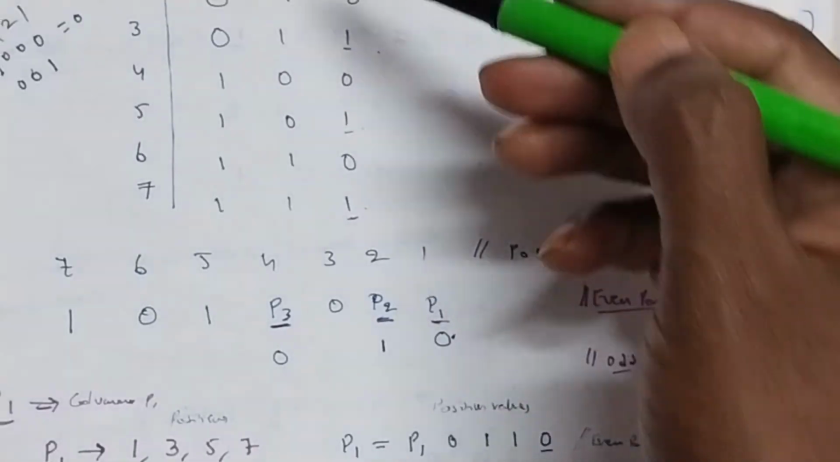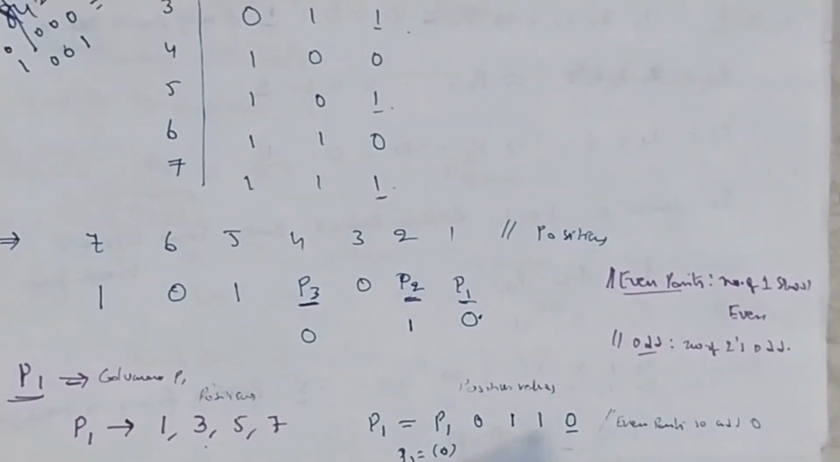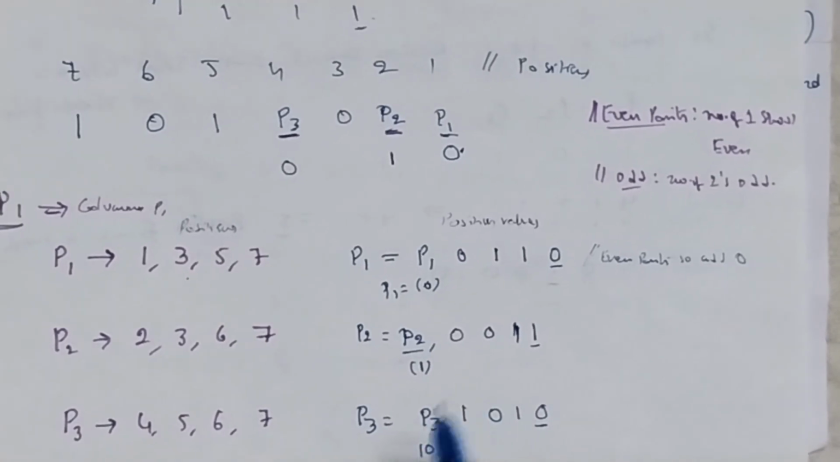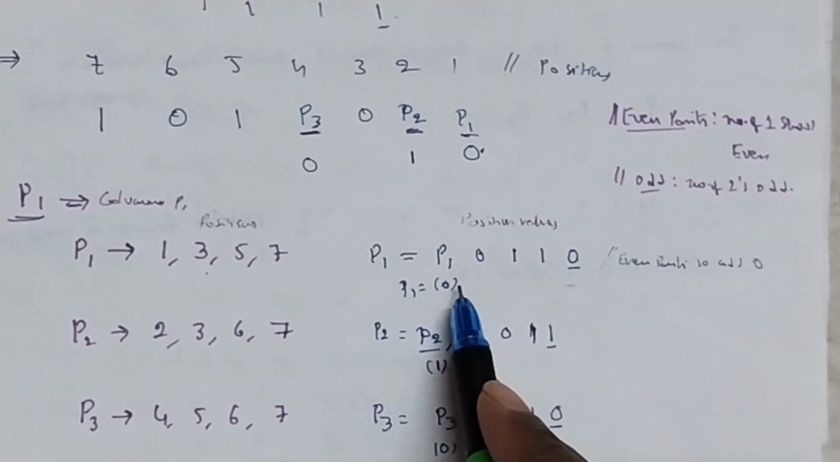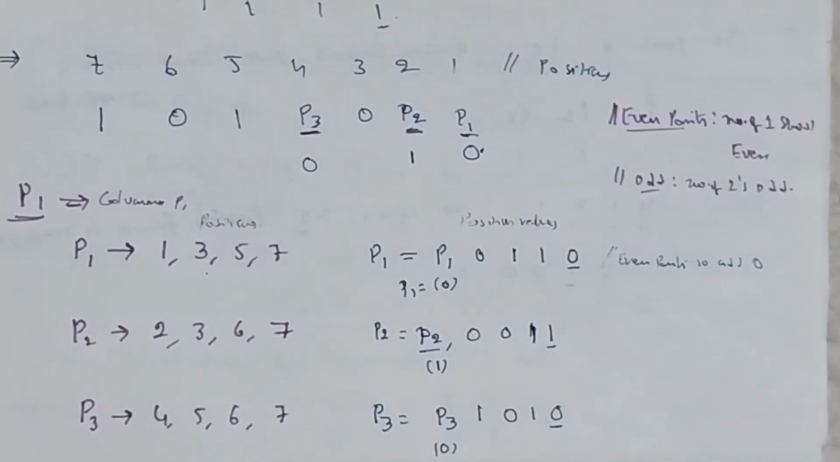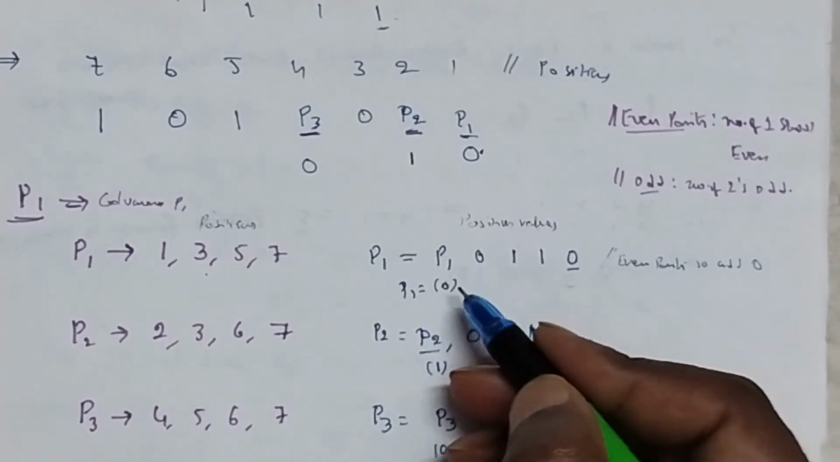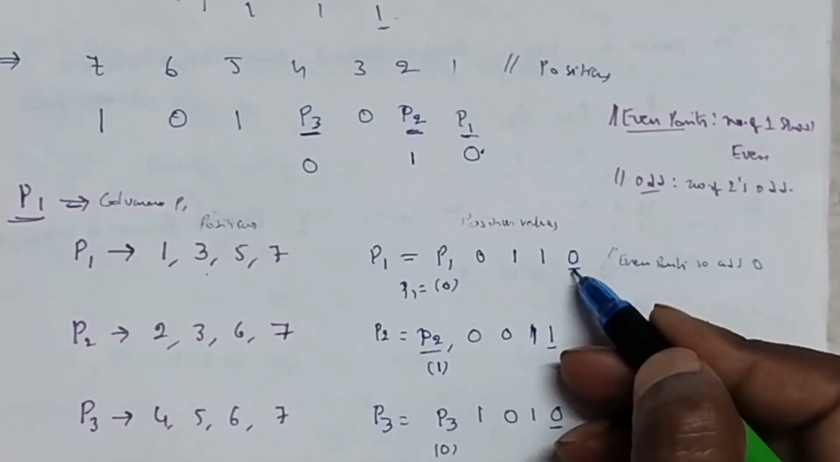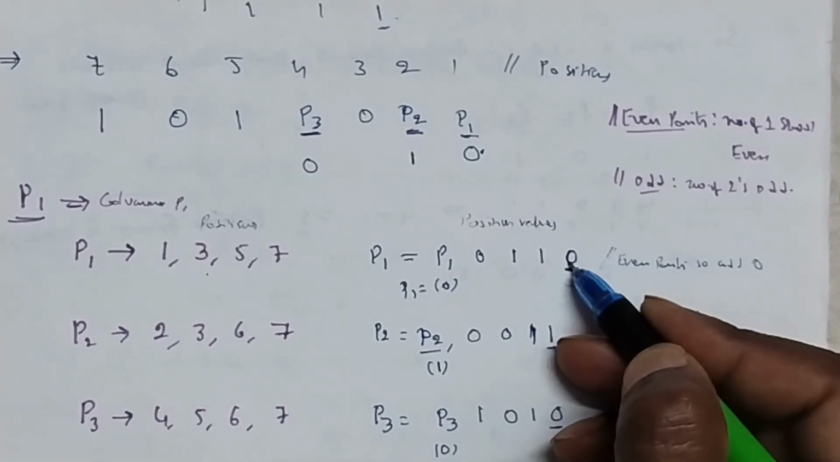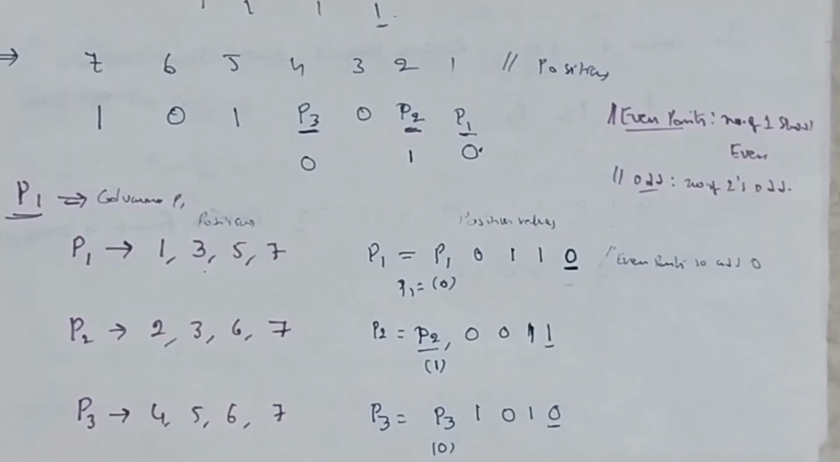Like that we write the positions for P2 and P3 with their number of ones. Now we have to find the P1 value. In P1 you have 4 ones. Four ones is even parity, so no need to add any value. So P1 equals 0. The parity bit here is 0.